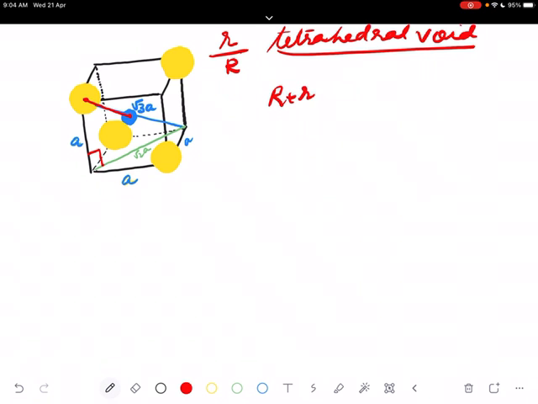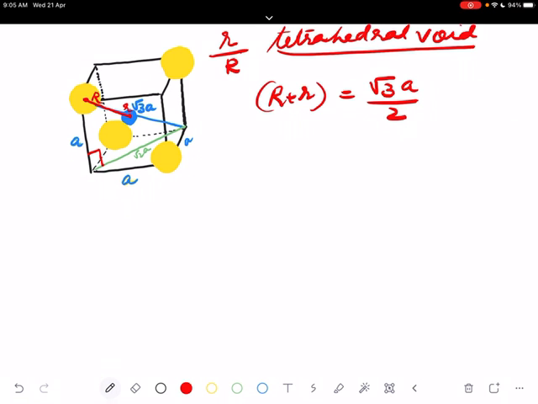R plus r is equal to root 3a by 2, half of that. The body diagonal, the blue line, was root 3a. So it's half. You know that the blue ball is touching that yellow ball. So the distance between these two, the interparticle distance, from the center of the yellow ball to the center of the blue ball, that is capital R and this small r, they are touching each other.